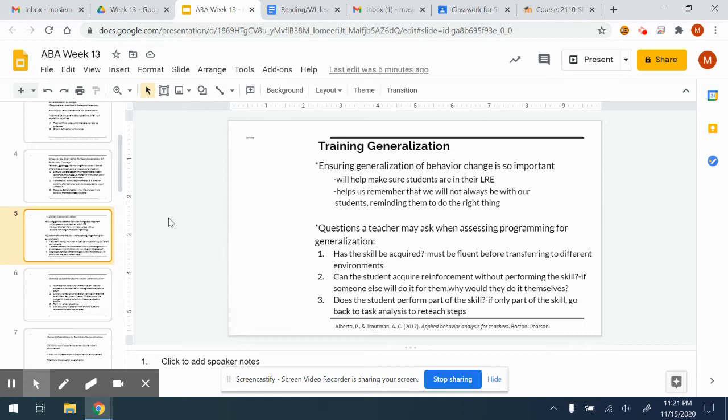So we have to be thinking about that long term. Even with really young kids, we have to be thinking about independence. Questions a teacher may ask when assessing a program for generalization.